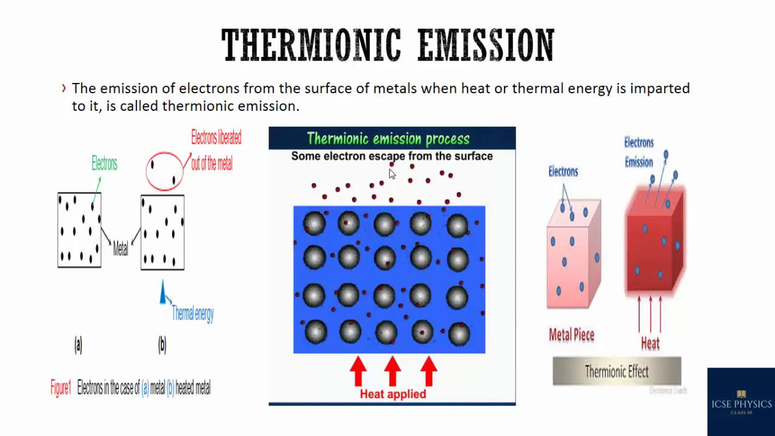So let's see this example also. First, we had free electrons which were inside the material or the metal. When the supplied heat energy or thermal energy becomes more, then what happens? The free electrons travel out of the metal surface. Electrons are liberated out of the metal, and that process is known as thermionic emission, or electron emission by supplying thermal energy. Same thing here, a metal piece, and then when continuous heat is supplied, an electron is emitted.